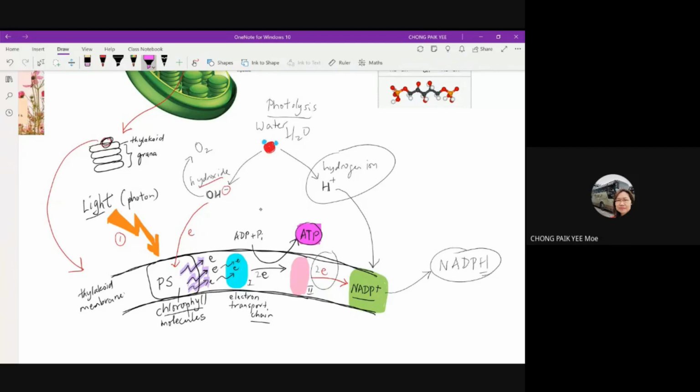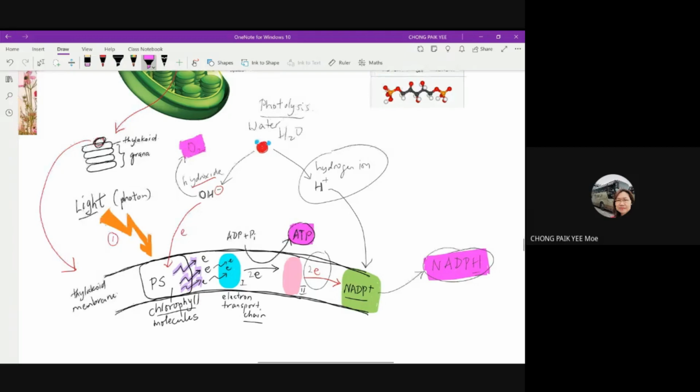Right, number 2, you also have NADPH. This is the second thing that is being formed after the first reaction. And thirdly, you will also have oxygen, and this is released. This one doesn't go into the second reaction. So now you have 3 things. Number 1 is your ATP. Number 2 is your NADPH. And the third one is oxygen.